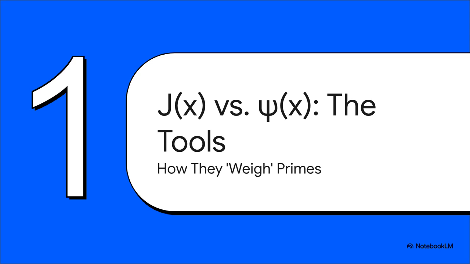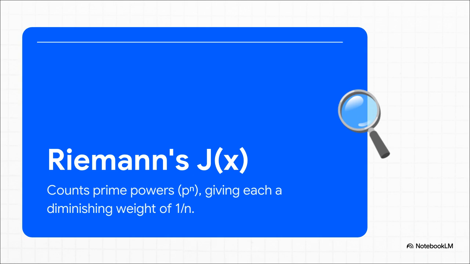Now, both of these are designed to count primes, and this is the key, they do it in fundamentally different ways. Their whole secret lies in how they weigh each prime number they come across. First up is Riemann's J of x. Think of it kind of like a voting system. When it counts a prime number, say the number 7, it gives it one full vote. But when it comes across that prime squared, so 7 squared, which is 49, it only gets half a vote. And a prime cubed? That gets just a third of a vote, and so on. The higher the power, the less say it has.